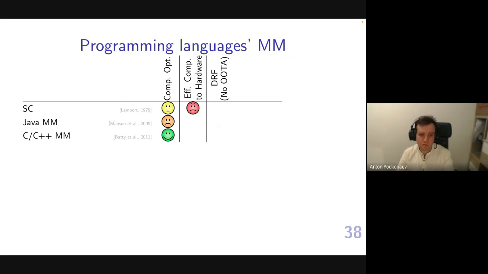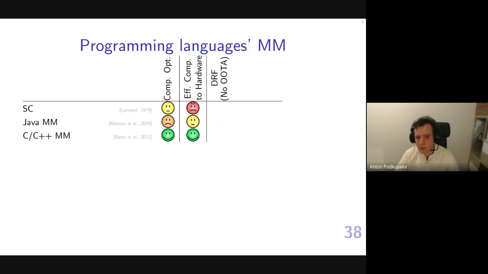Okay, so this explains this angry face for sequential consistency and efficiency of compilation to hardware. For Java, the situation is rather good. For C++, it's very good. The reason I'm saying that for Java the situation is not ideal is that there is a known bug in the compilation of the main JVM, HotSpot, to Power servers, in the sense that they compile volatile accesses without enough memory fences, and that leads to behaviors which should not be observed.